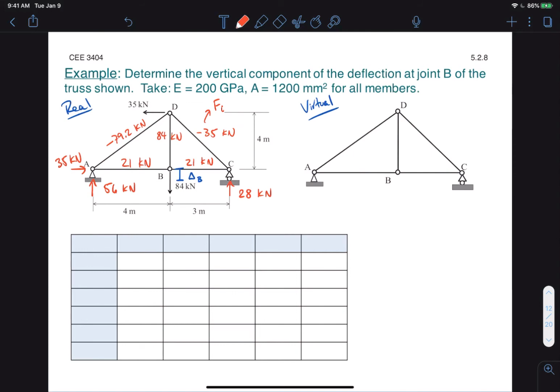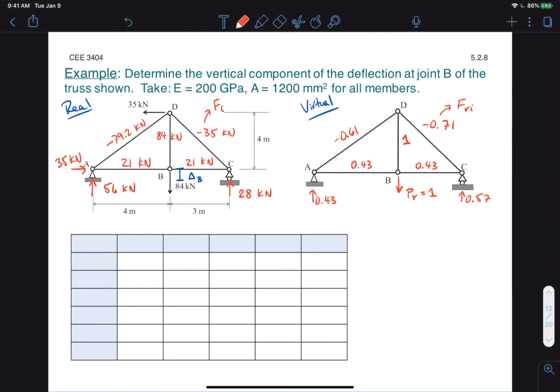Now we go to the virtual system. Since we're interested in finding the vertical displacement at point B, we apply our virtual load PV equal to 1 at that point in the direction of the displacement. And now we do the same procedure and solve for reactions and member forces. And these internal forces will be our FVi forces.